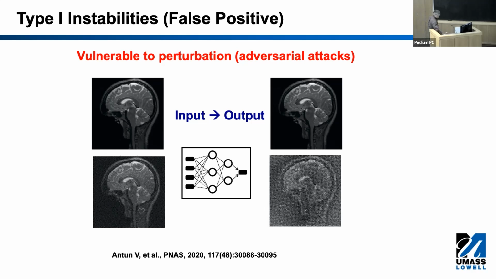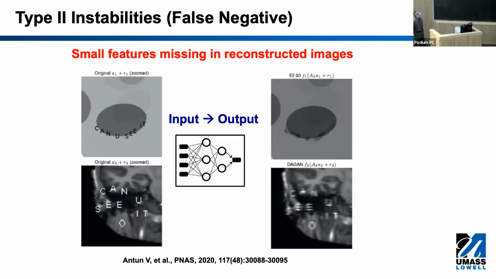Regarding the second instability, some small features in the input may be missing in the output. For example, some letter-like structures can be missed in the output. For this kind of instability, it can result in false negative results.